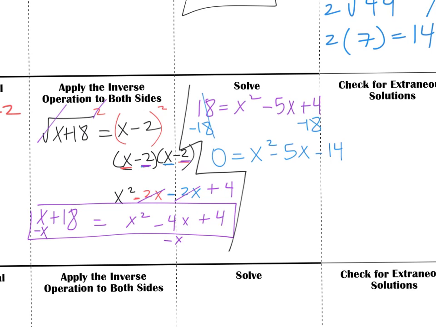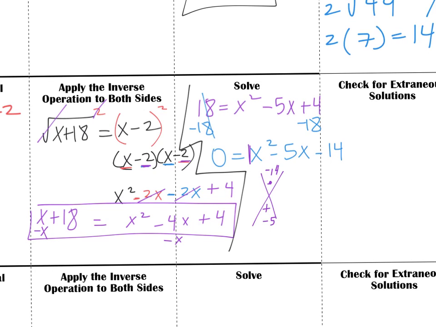Now to solve this, since it's a quadratic equation, you need to factor. So I want you to look at the a, which is a 1 in this case, and the c, which is a negative 14. And I want you to think of two numbers that when you multiply, you get ac, which is in this case negative 14, and add to give you b, which is in this case negative 5. So what multiplies to give me negative 14 and add to give me negative 5?